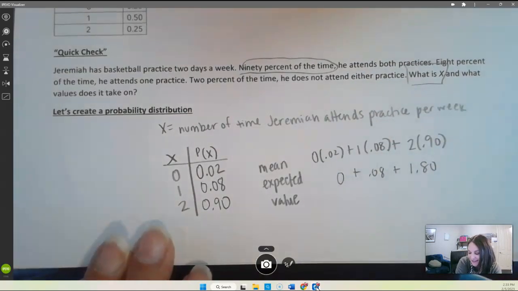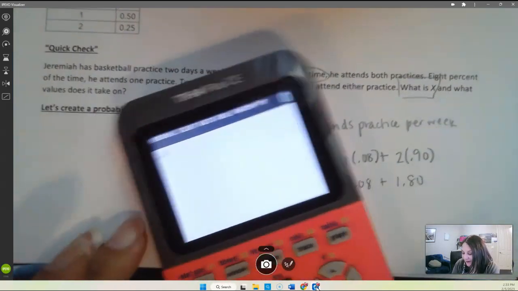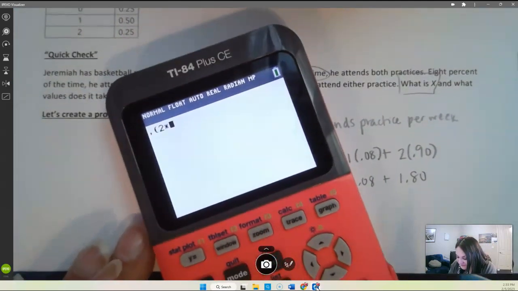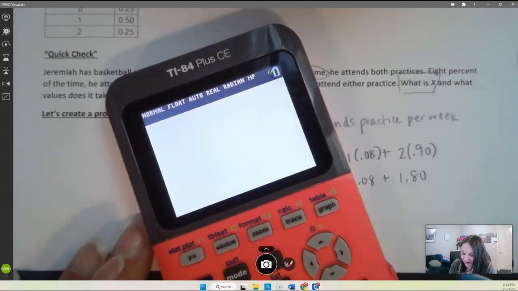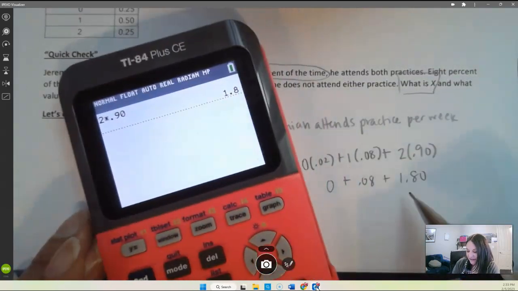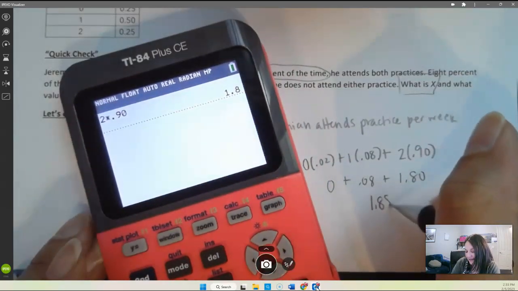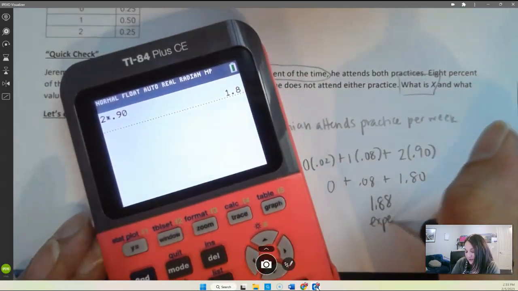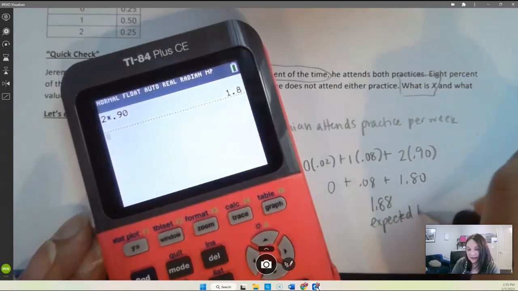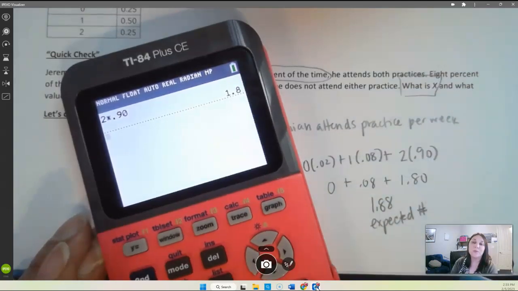I'm going to double check that for you right now, just so that I don't go too fast. 2 times 0.90, and that is 1.8. And then you add this, so 1.88 is the expected number of times that you can expect that Jeremiah will go to practice out of 2.